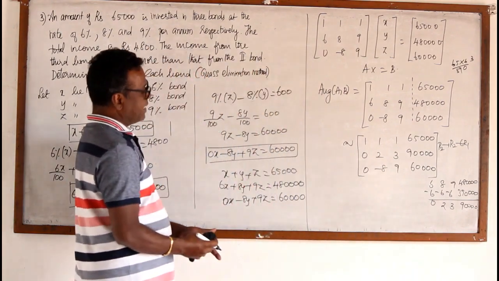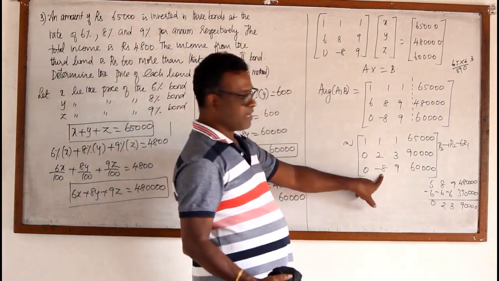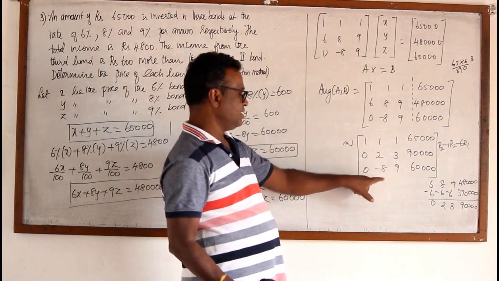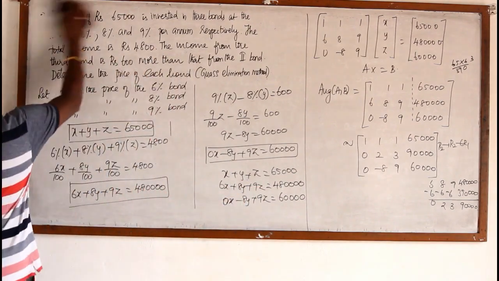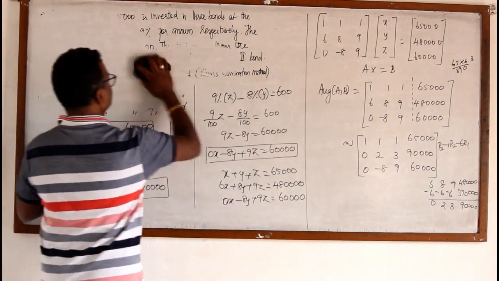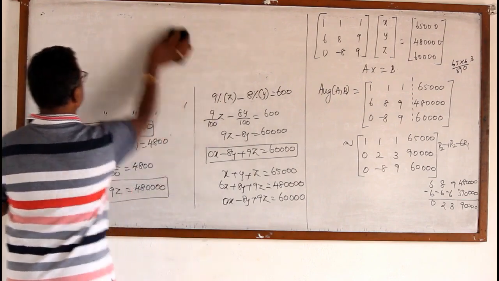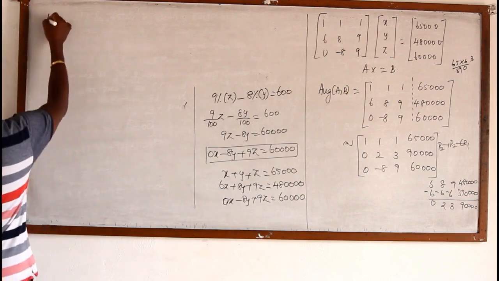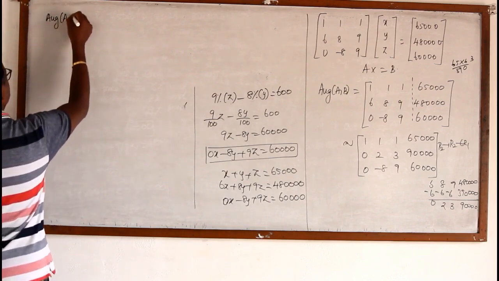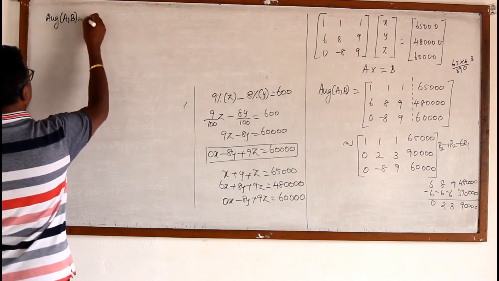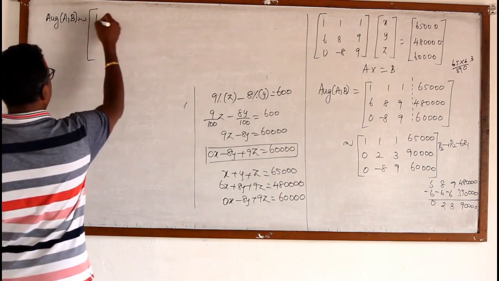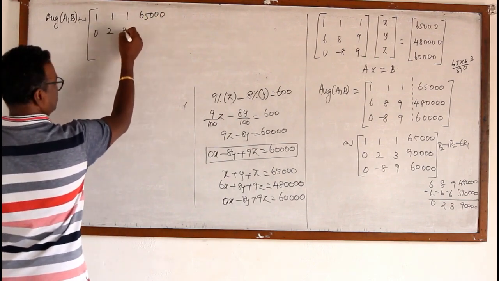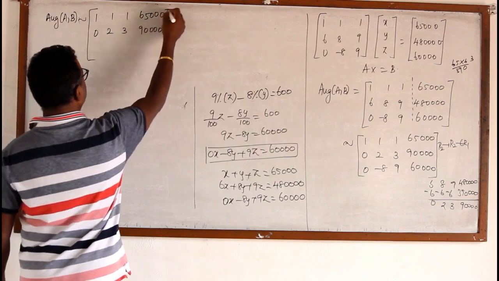This is one production formula. Now, I need this minus 8 to be 0. So, shall I multiply this one by 4? When I add straightly, that will become 0. So, once again, augmented AB is 1, 1, 1, 65,000; 0, 2, 3, 90,000.